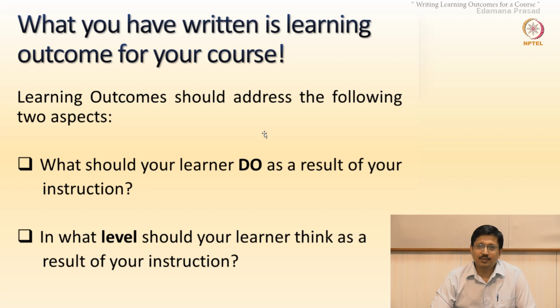So the first question, the do, is written as bold and capital letters, which means that a lot of emphasis is given for that do part, which is basically what the learner does as a result of teaching. And the second one is in which level the learner is expected to think, what cognitive challenge the course is offering to the learner. Unless these two things are reflected in the designed learning outcome, the design is not going to be serving its purpose.